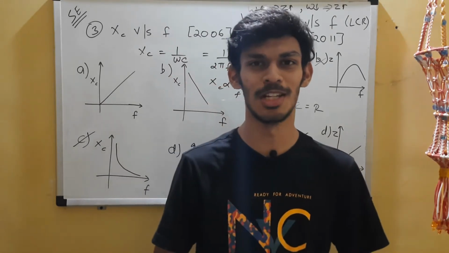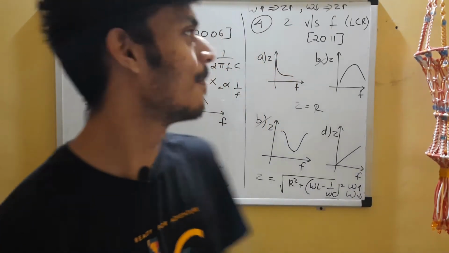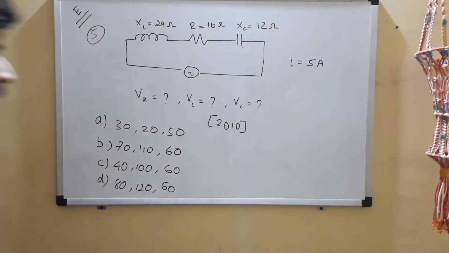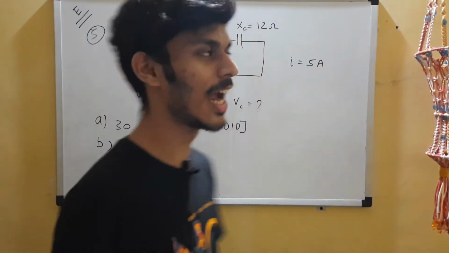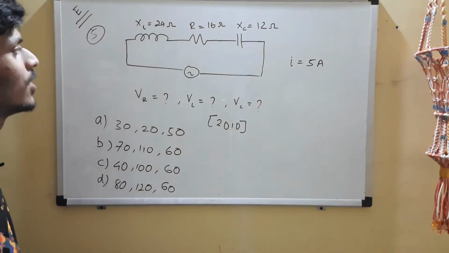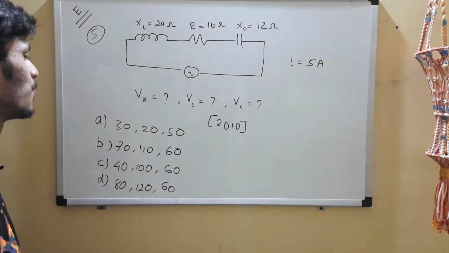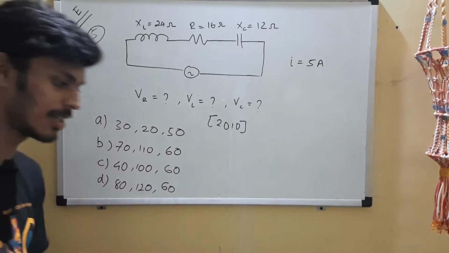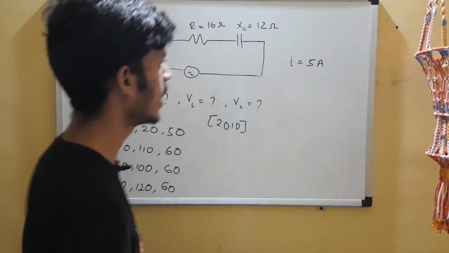Let's move to the next question now from the easy category. So question 5 over here, the first one from the easy category. In this question you are given an LCR circuit. You are supposed to find the voltage drop across the resistance, the inductor and the capacitor respectively, in volts.